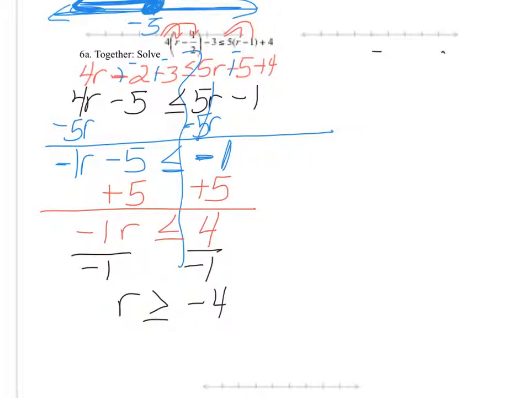To graph it, negative 4, solid circle. Greater than goes to the right. Okay, you are doing 6B. So you can pause, or you can go back to it later.